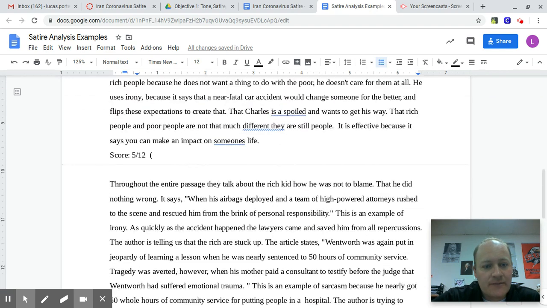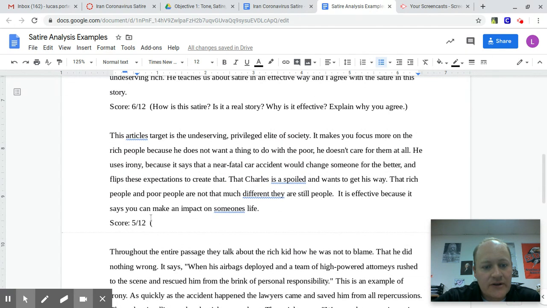Okay, there's another one. This one only got 5 points out of 12. This article's target is the undeserving, privileged elite of society. Okay, true. Makes you focus more on the rich people because he does not want a thing to do with the poor. He doesn't care for them at all. He uses irony because it says that a near fatal car accident would change someone for the better and flips these expectations to create that.